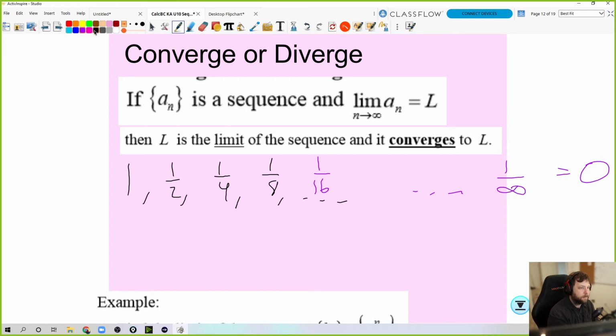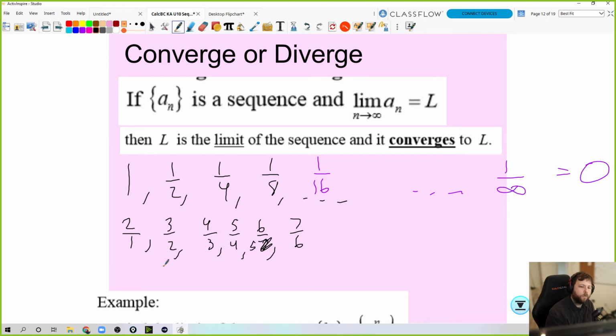Another sequence I can make converge is something very similar to this. Let's say I had the sequence 2 over 1, and then I went to 3 over 2, 4 over 3, then 5 over 4, and then 6 over 5. My next one would be 7 over 6. You see, I have a pattern going on here.